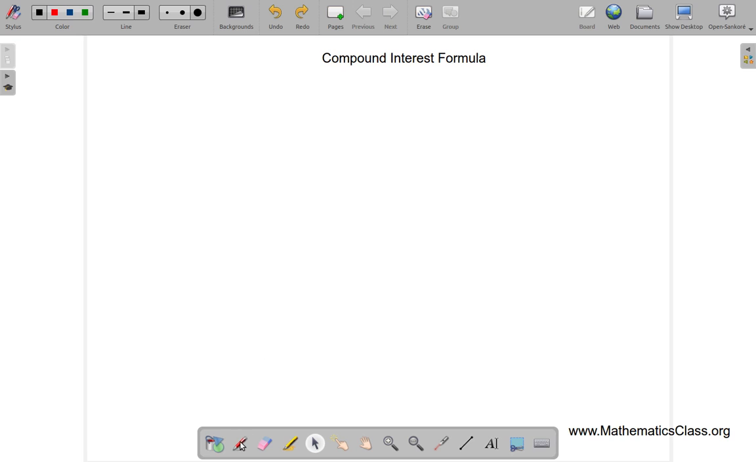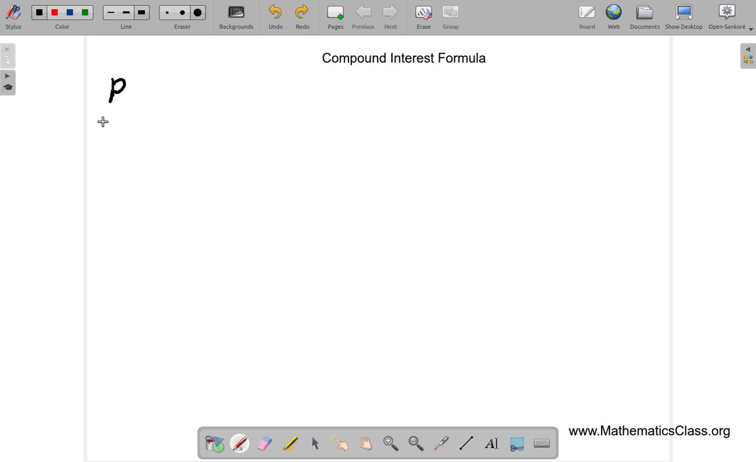Alright, so we're saying that when you make an investment and are paid interest as compound interest, what happens is that you make an investment by putting a certain amount of money into an account, and that money is called the principal, which we call P.